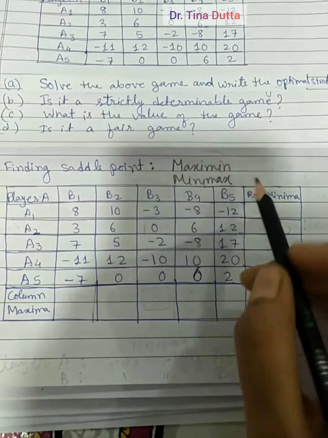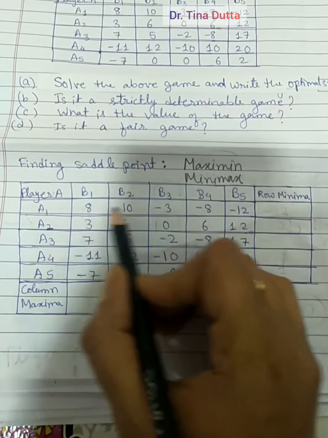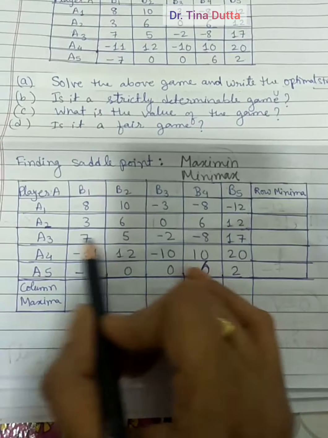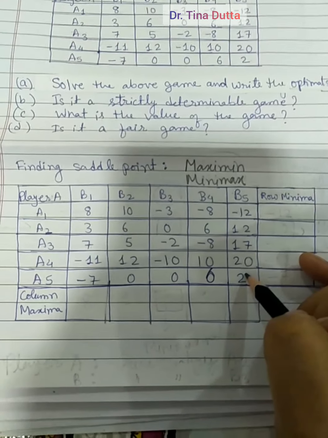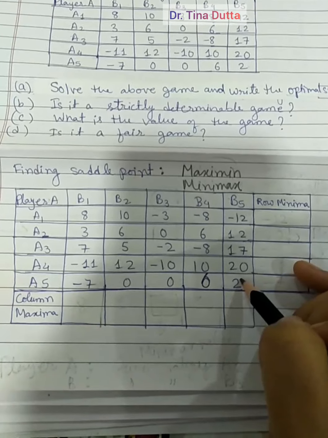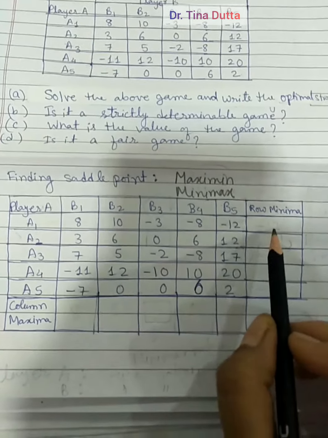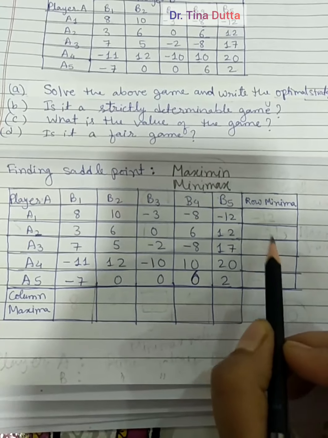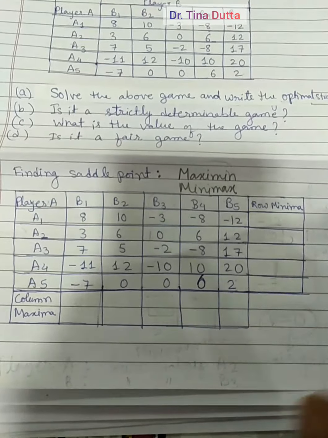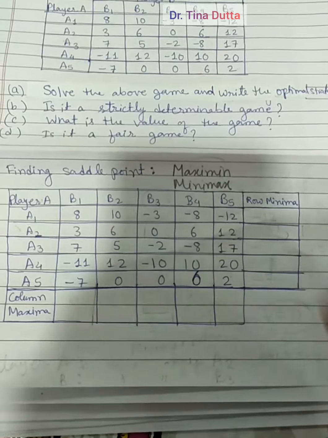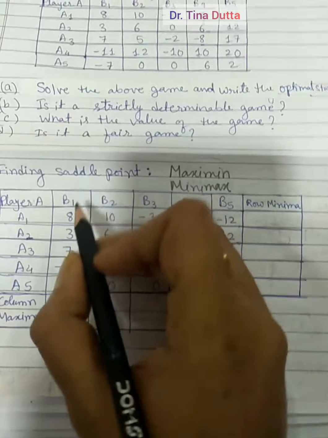For maximin value, you need to calculate row minima. That means from each row you need to identify the minimum value. That minimum value would indicate the minimum assured gain to player A. And then out of those row minima, you need to select the maximum value so that player A assures maximum of its least assured amount, maximum gain out of the minimum assured gain.